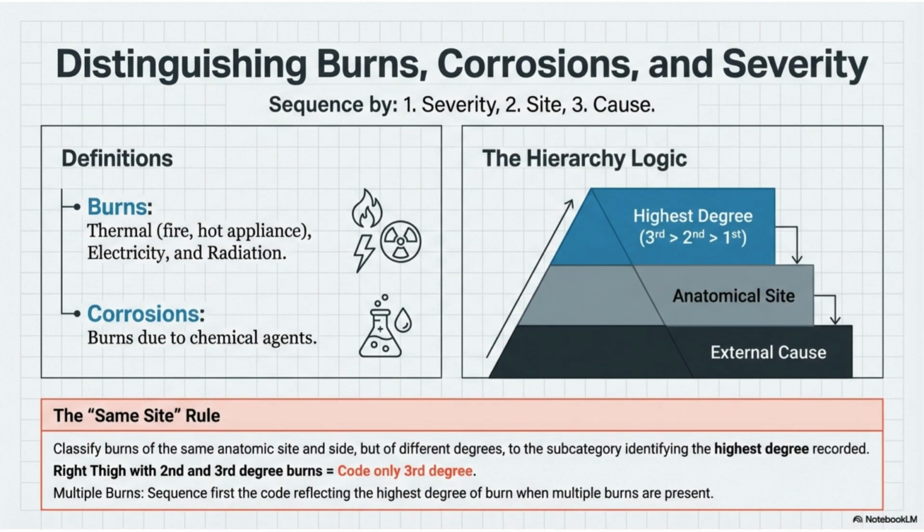Burns and corrosions follow a very structured hierarchy. We sequence by severity, followed by the anatomical site, and last, the cause. Burns include thermal, electrical, and radiation injuries. Corrosions are burns caused by chemical agents. When multiple degrees occur at the same site, we code only the highest degree. So if the right thigh has both second and third degree burns, we code only the third degree burn. When multiple burns occur across different sites, we sequence the most severe burn first.